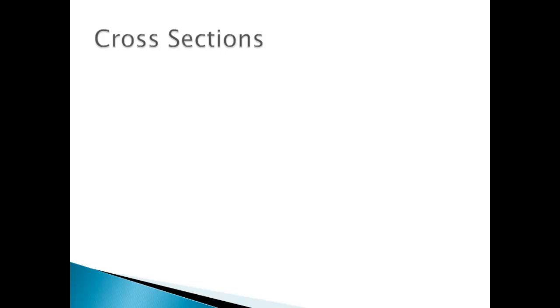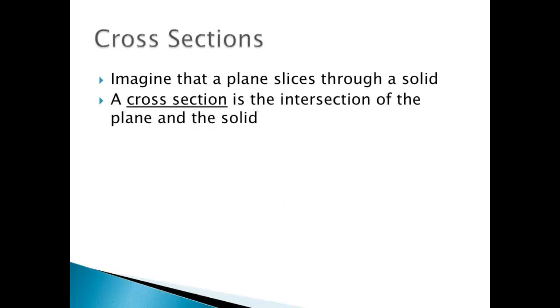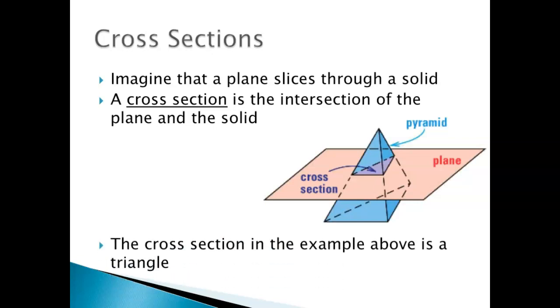Alright, last we're going to talk about cross-sections. For cross-sections, imagine that a plane slices through a solid. A cross-section is the intersection of the plane and that solid. So here is a visual for you. You can see a pyramid that's being sliced through by this plane. And the intersection of those two, that cross-section you can see there, is a triangle. So let's look at some more examples and see if we can describe the cross-sections here.